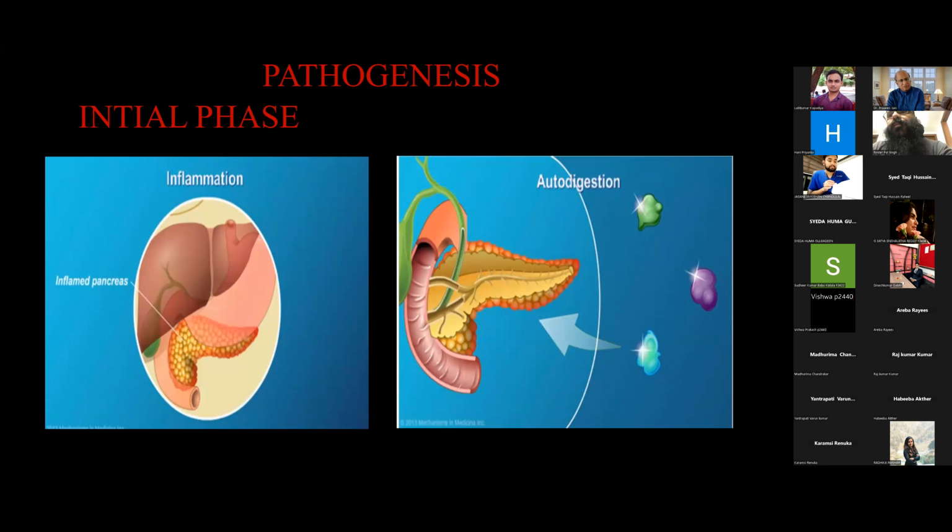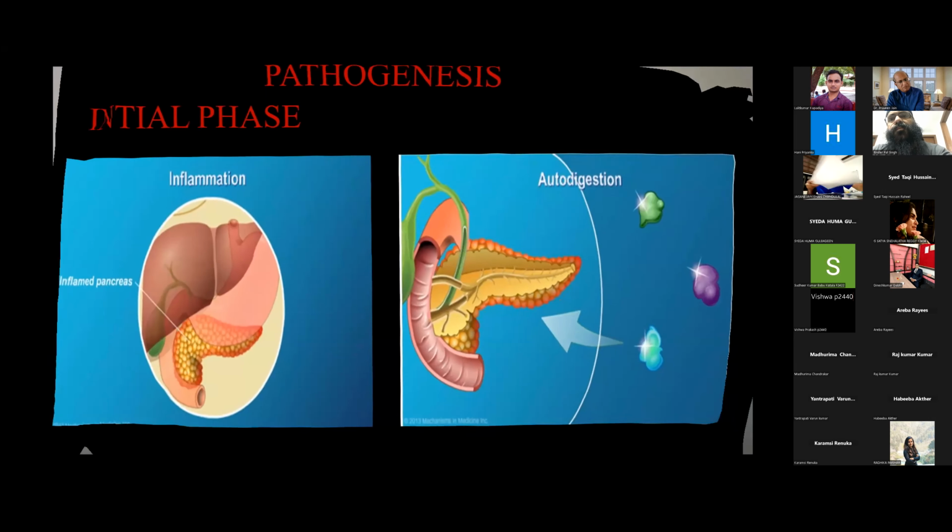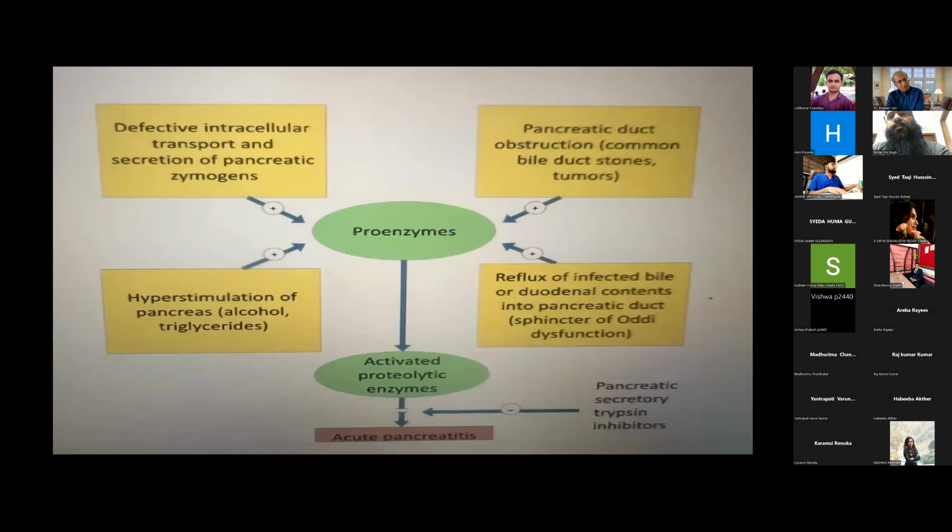Now coming to pathogenesis, as we discussed, the pancreatic juice is rich in enzymes. Normally, these enzymes are in inactive form within the pancreas and they get activated once they reach the duodenum. But due to all the etiological factors we discussed earlier, like pancreatic duct obstruction, either due to gallstones or tumor, or hyperstimulation of the pancreas, either with alcohol or triglycerides, or any defect in intracellular transport, or sphincter of Oddi dysfunction, there is an increase in intraductal pressure or direct acinar cell injury.